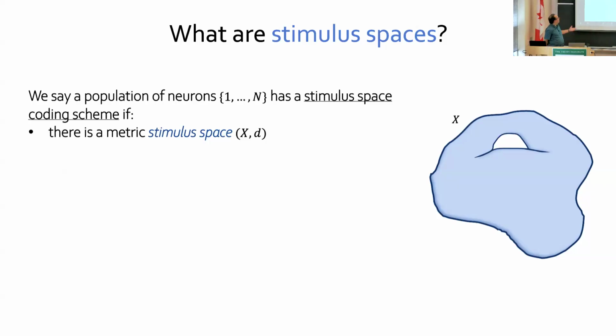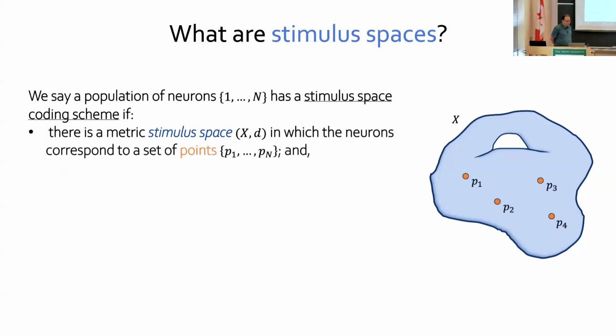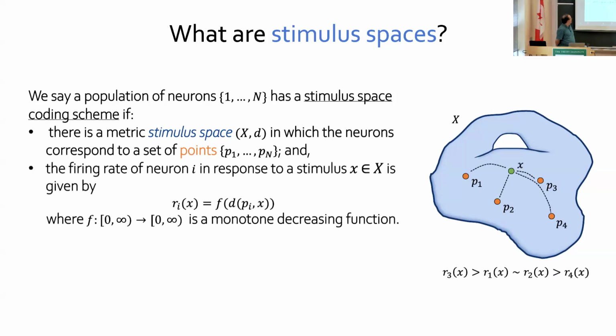So I'm going to say that a population of neurons has a stimulus space coding scheme if there is some metric space, which I'm going to call the stimulus space. And I'm going to embed the neurons in that stimulus space as a collection of points. So they're just going to live in there somewhere. And now I'm going to model the firing rate of each neuron in response to a stimulus, which is going to be a point in that space, simply as a monotone decreasing function of the distance between my stimulus and the locations the neurons correspond to.